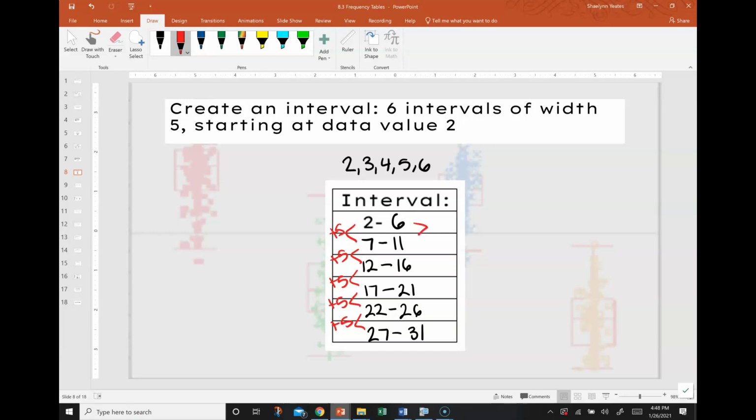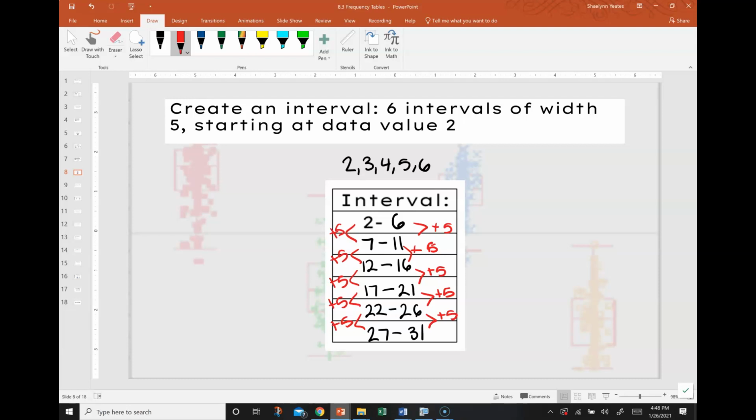Well, that's cool on the left side, so let's check out the right side of the interval, so the largest number of the interval. 6 to 11 is plus 5. 11 to 16 is plus 5. 16 to 21 is plus 5. 21 to 26 is plus 5. And 26 to 31 is also plus 5.